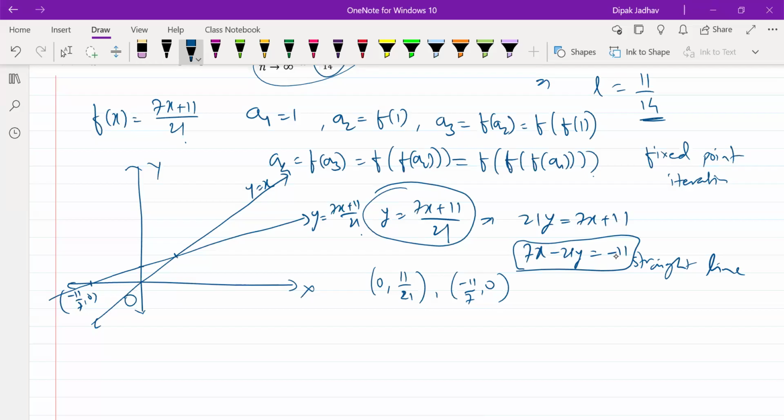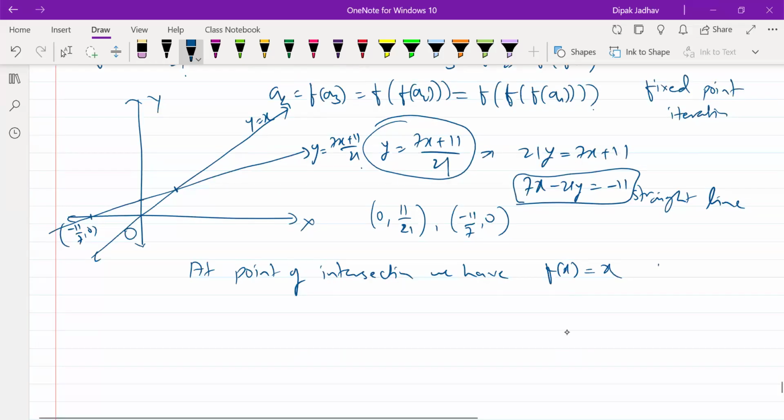What is the point of intersection? These two lines are intersecting at a point. At this point of intersection, we have f of x equal to x. That's a fixed point, because the other line that we have plotted is nothing but y equal to x. So these two y values will match. That means (7x plus 11) by 21 is equal to x, that means f of x is equal to x. That's a fixed point of f.